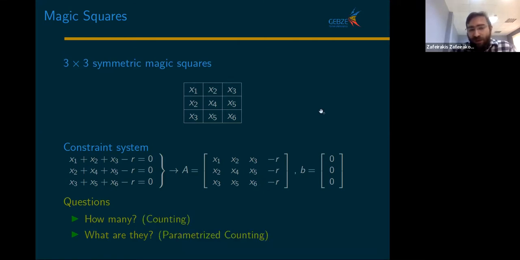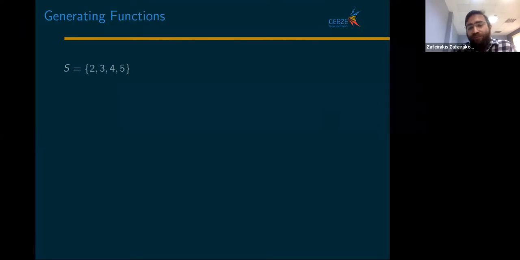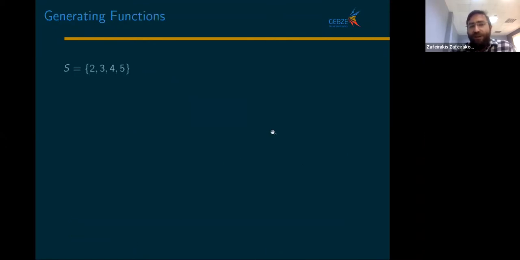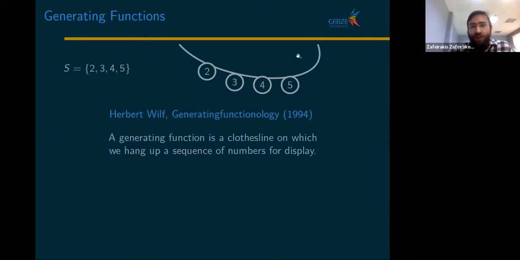Now, one way we count things is generating functions. So let's say we have a set S, and we want to represent it in a nice way. Herbert Wilf in generatingfunctionology says that a generating function is a clothesline on which we hang up a sequence of numbers for display.